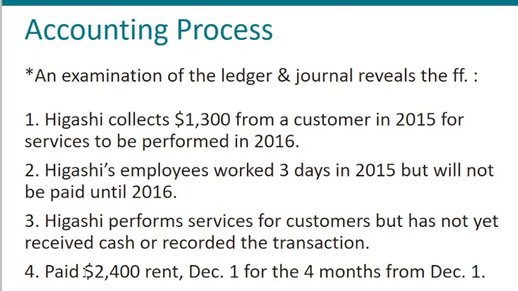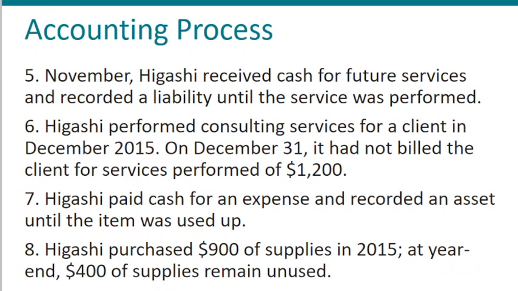Number 4, paid 2,400 rent December 1 for the 4 months from December 1. Continuing, on November, Higashi received cash for future services and recorded the liability until the service was performed. Number 6, Higashi performed consulting services for a client in December 2015, but on December 31, it had not billed the client for services performed of 1,200. Number 7, Higashi paid cash for an expense and recorded an asset until the item was used.